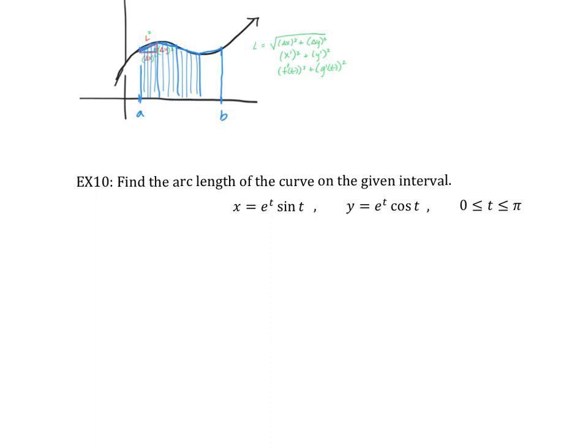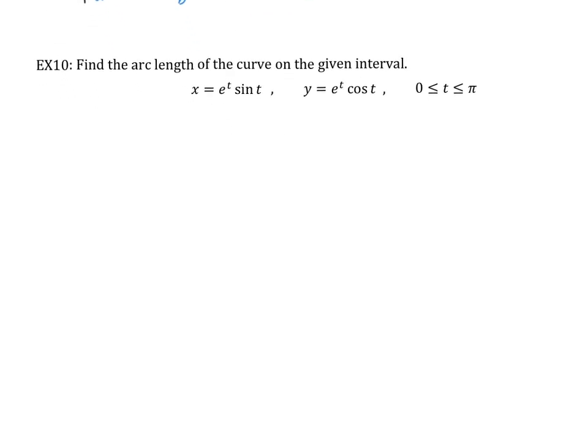Example 10, we want to find the arc length of this curve for the given interval. Since we're given an interval, 0 would be our a, pi would be the b, and those would be our limits of integration. X is e to the t times sine t, that's going to be our function f with respect to t. Y is e to the t times cosine of t, that's going to be our function g of t.